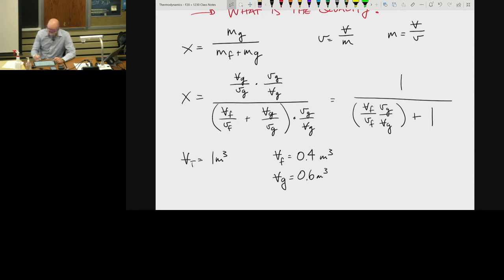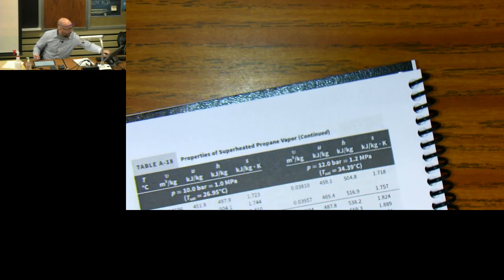Okay, now the other thing we need, so now that gives us this, and that gives us this. We need to have the specific volumes, and they told us that this problem, they said it was at 150 degrees Celsius. So 150 degrees Celsius, now we can go to our tables. So let's go to our tables. And let's go to 150 degrees Celsius.